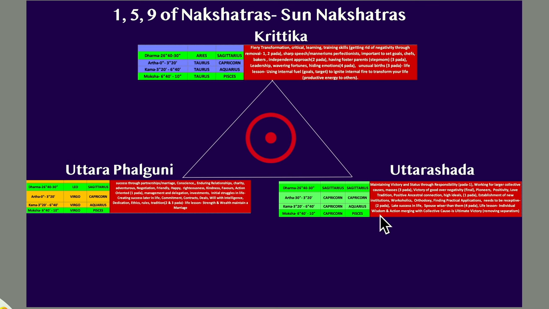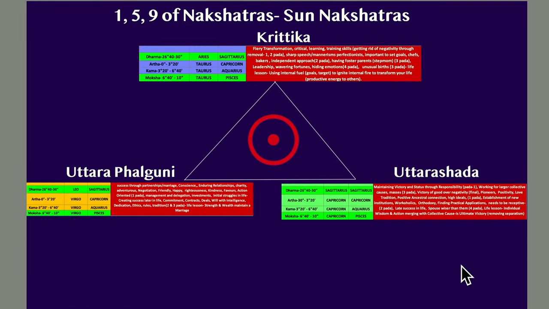Life lesson being individual wisdom and action merging with collective cause is the ultimate victory. Uttarashada being a very powerful nakshatra of highest exaltation of Sagittarius, highest exaltation of Capricorn, and yet having two dharma as well as moksha padas as exalted. Very powerful nakshatra. So here is where you might say the sun learns how to do things for others in Uttarashada nakshatra. Finally, this job of the sun is to give light to the world, yes? So as a leader, your job is to do things for others, not be self-centered. That's the life lesson of sun, really.